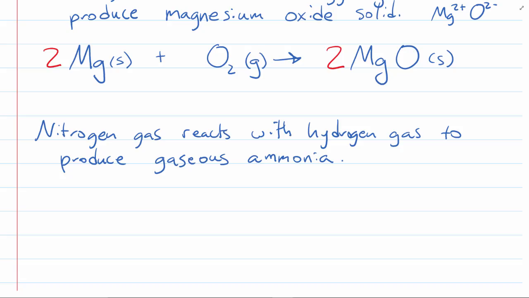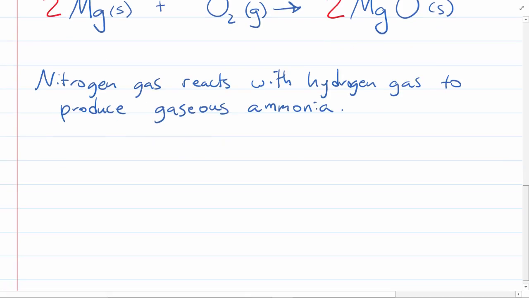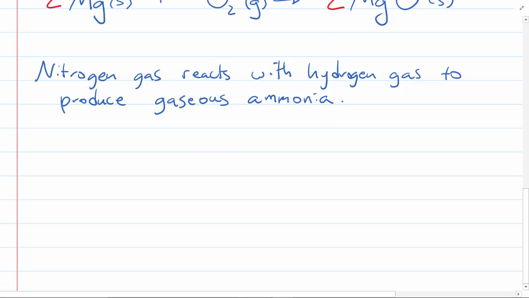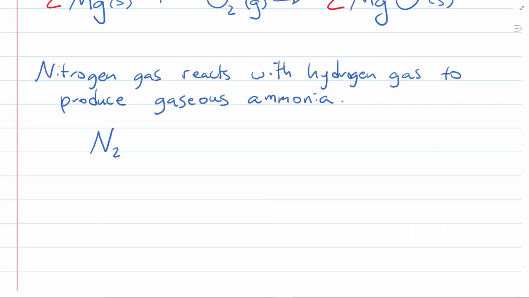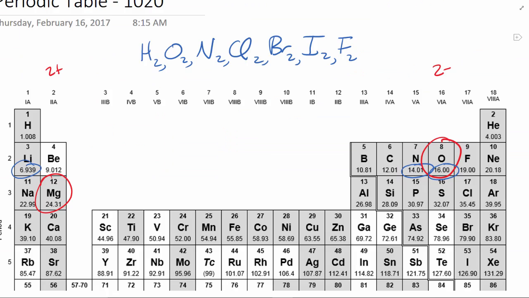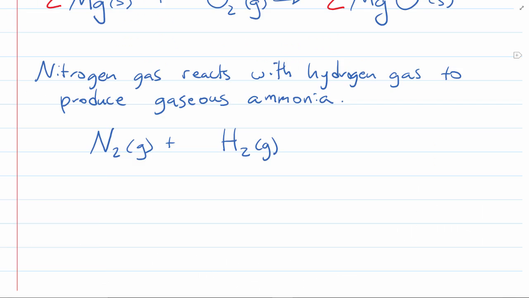So now with this word equation, a word description, we're going to write out an equation. To write out the equation, we need the right formulas. Nitrogen gas is going to be N2, because nitrogen is one of the diatomic elements. The phase label is going to be G. Reacts with hydrogen gas, which would be H2. It's H2 because, again, hydrogen is one of our diatomic elements. And the phase label there is a G.